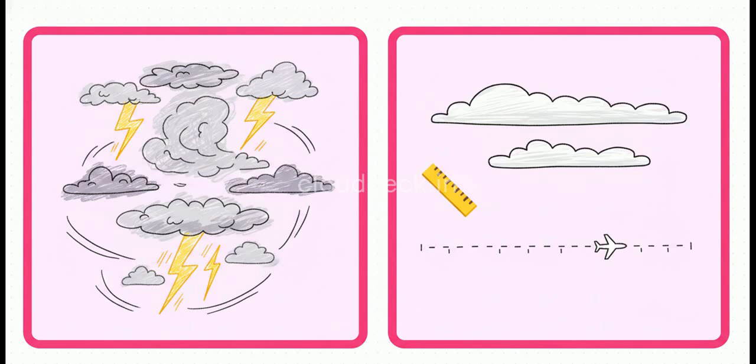Well, the solution is the ISA, the International Standard Atmosphere. We basically just replaced the messy reality of meteorology with a perfect, unchanging mathematical model of how pressure, temperature, and density change as you climb. It gives every aircraft in the sky a uniform global reference.